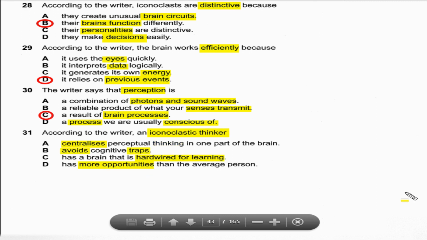I can see a paragraph talking about the brain's fear system. It says there are many types of fear, but the two that inhibit iconoclastic thinking and people generally find difficult to deal with are fear of uncertainty and fear of public ridicule. It says iconoclasts do not let these fears inhibit their reaction. So I think the answer is B, avoids cognitive traps. An iconoclastic thinker avoids cognitive traps.